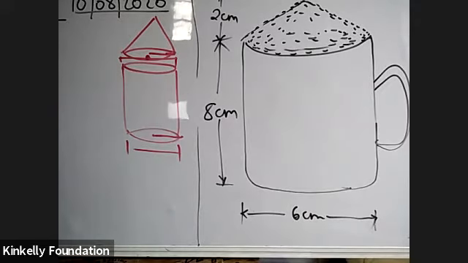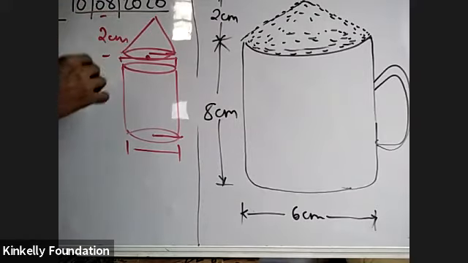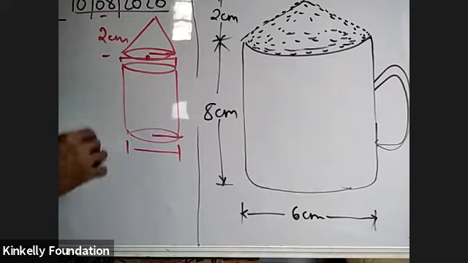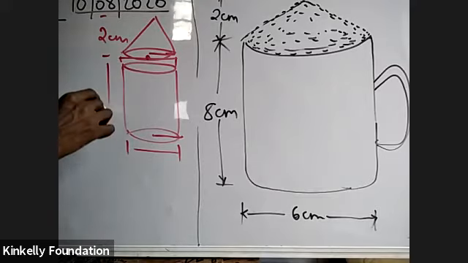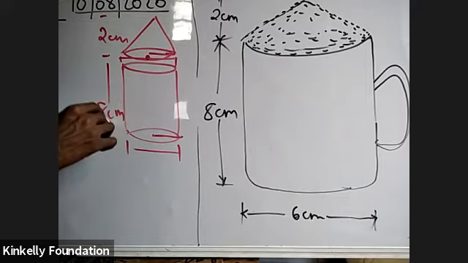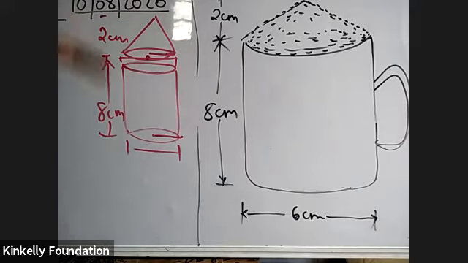They have the same radius. Now the height of this cone is given as 2 cm, while the height of the cylinder is given as 8 cm. So let us see how we can get the volume of this solid shape.